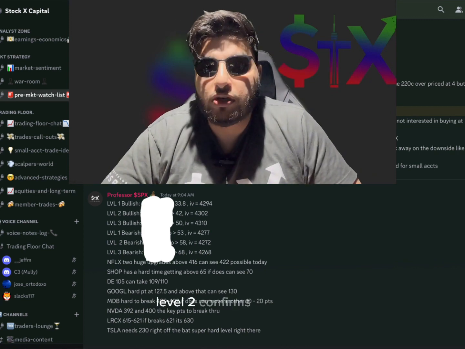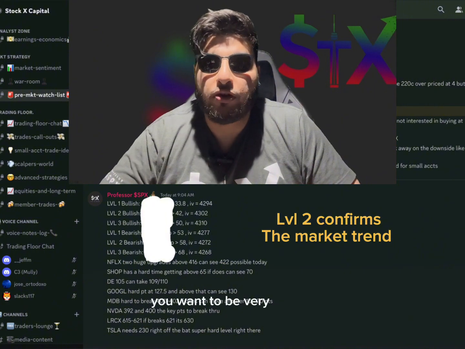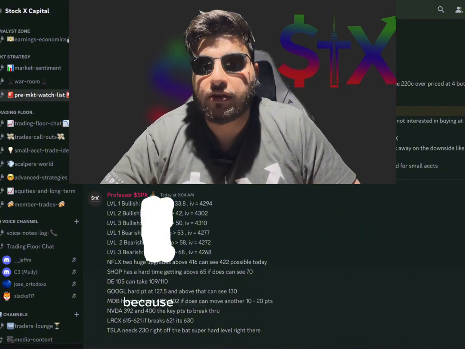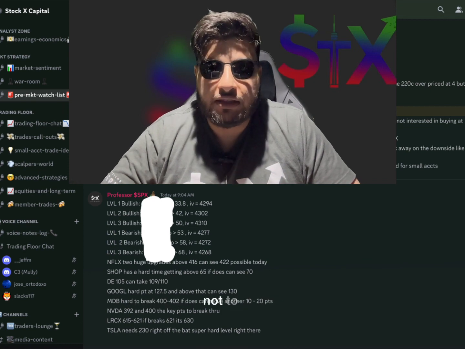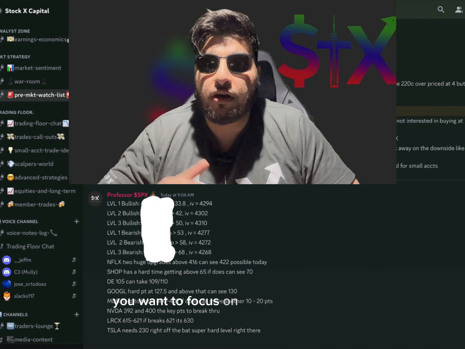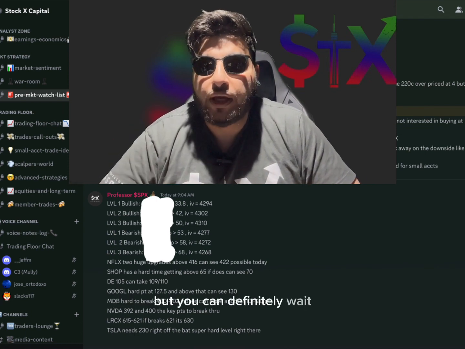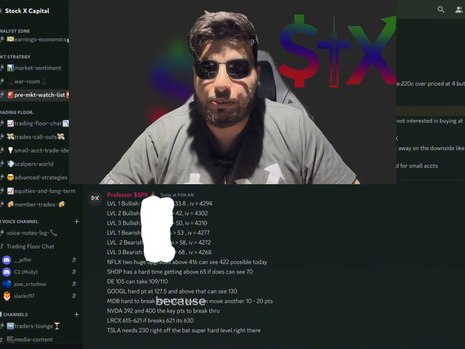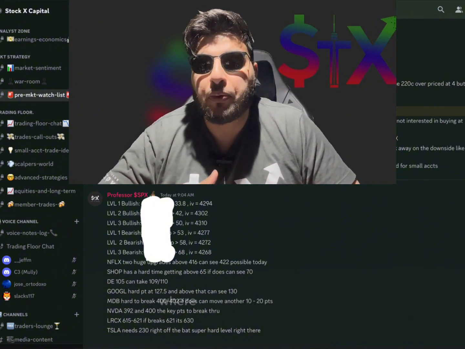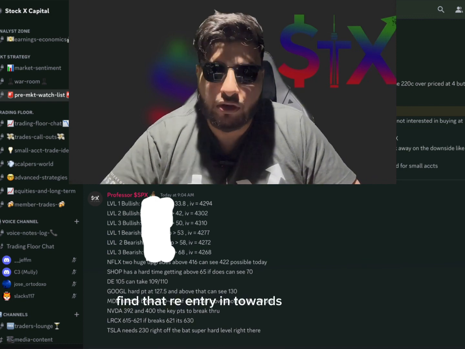Okay, and sometimes if it does break through, you can see the next step up, which is level 2. So level 2 confirms the trend. Now, when you confirm the trend here, you want to be very careful in terms of playing the other direction, because once the trend is confirmed, like let's just say you get to that level 2 bullish, you want to focus on playing the upside rather than the downside. But you can definitely wait for the premiums to get cheaper, because usually at level 2 there is some sort of rejection and a dip where you can definitely find that re-entry towards the upside.